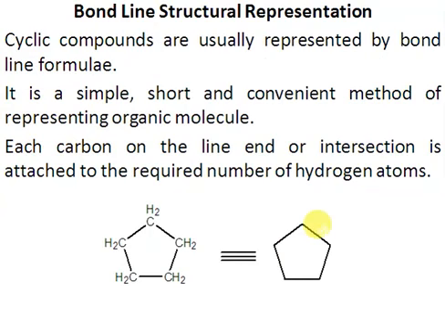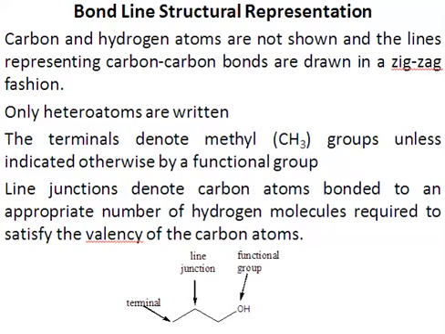Okay, so we write only the heteroatom in the case of the bond line formula, right? And a terminal denotes the methyl group. So here I've just drawn the structure for your convenience. You can see here. Then we have a terminal here, right? So whenever there is a terminal, you should know there is a methyl group here, right? So there is a methyl group here at the terminal.